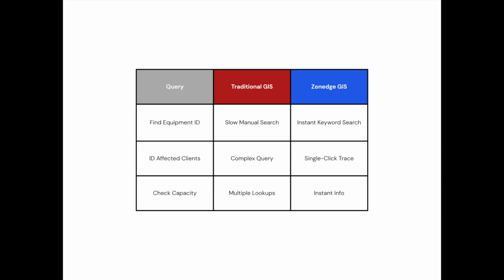In a traditional system, finding a piece of equipment by its ID means slowly searching around. In Zonedge, it's a simple keyword search, like Google. And identifying those affected clients from that cable cut, in the old world, that's a complex, multi-step query. Here, it's a single-click trace. The information you need is right there, exactly when you need it the most.